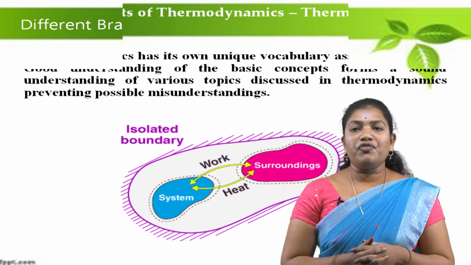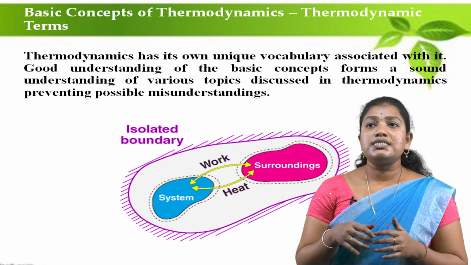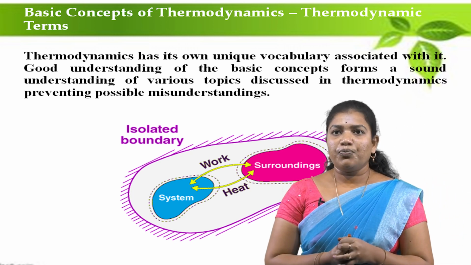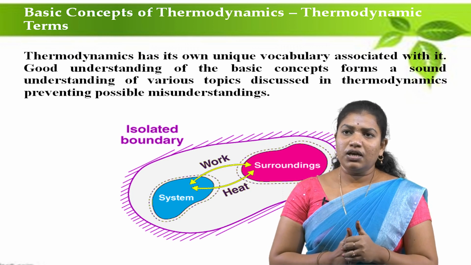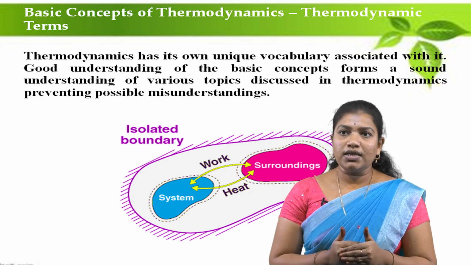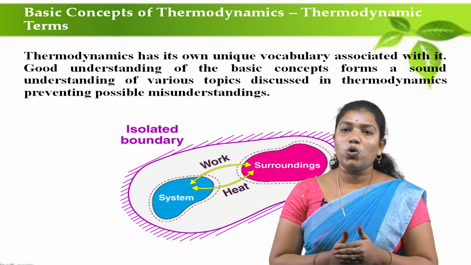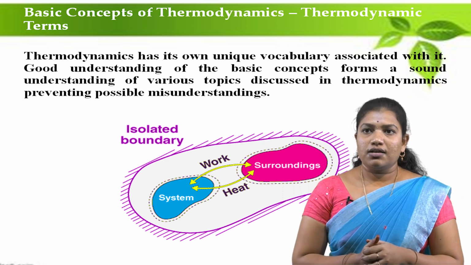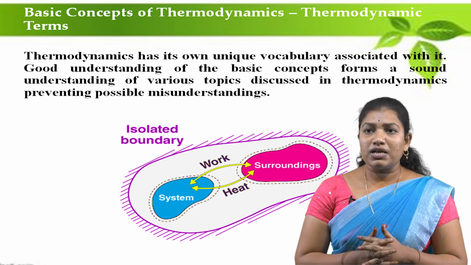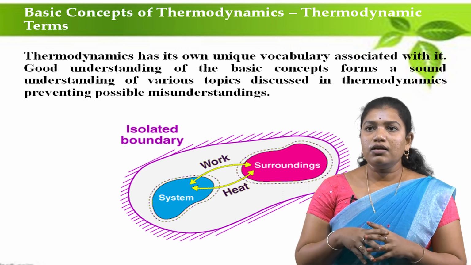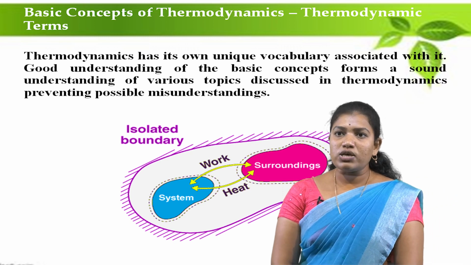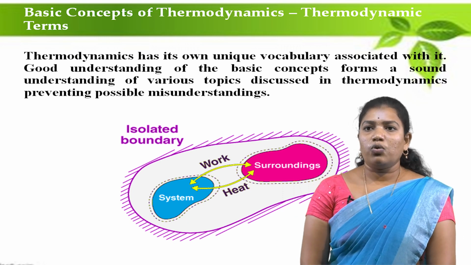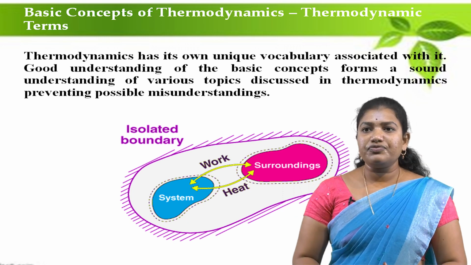Next, basic concepts of thermodynamics and thermodynamic terms. Thermodynamics has its own unique vocabulary associated with it. A good understanding of basic concepts forms a sound understanding of the various topics discussed in thermodynamics, preventing possible misunderstandings. The first one is system boundaries. The boundary is a closed surface surrounding the system through which energy and mass may enter or leave the system. And then the surroundings. What are surroundings? Everything that interacts with the system.